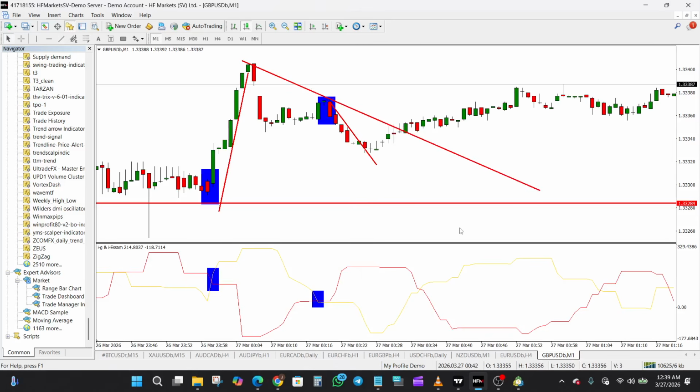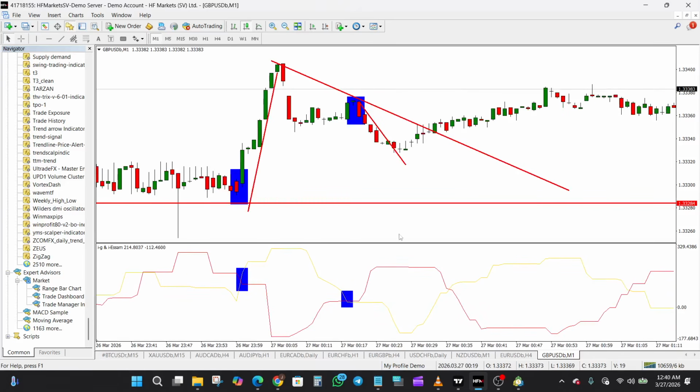Okay, so the signal is straightforward. The crossover between the orange line and the red line tells you whether to buy or to sell. Okay, but you just also need to get your additional confirmations. You can consider using price action candlestick patterns or other indicators for additional confirmation.